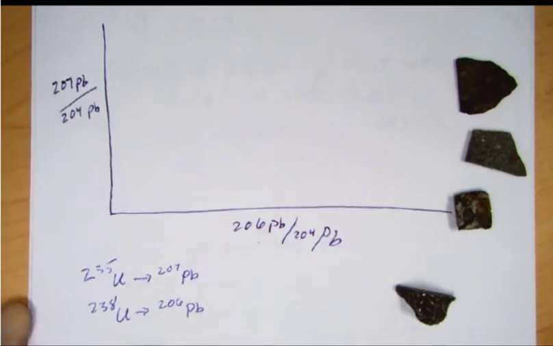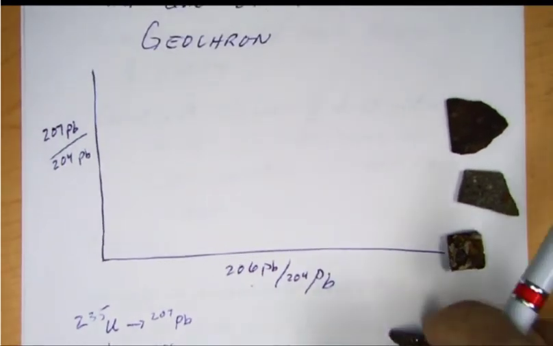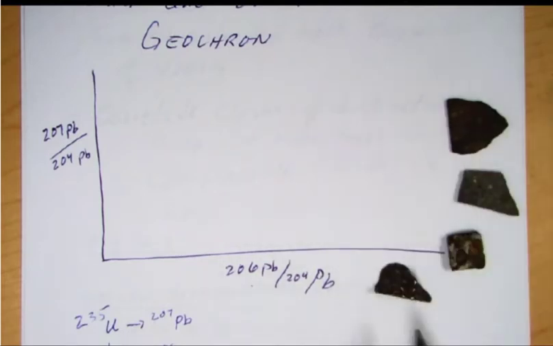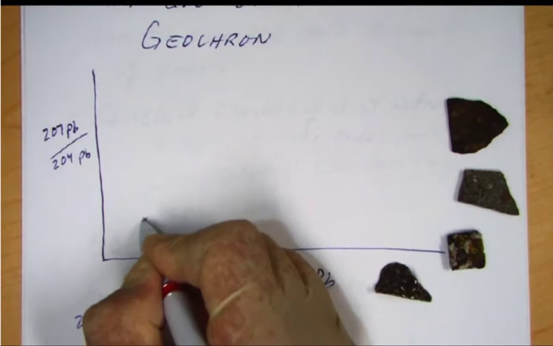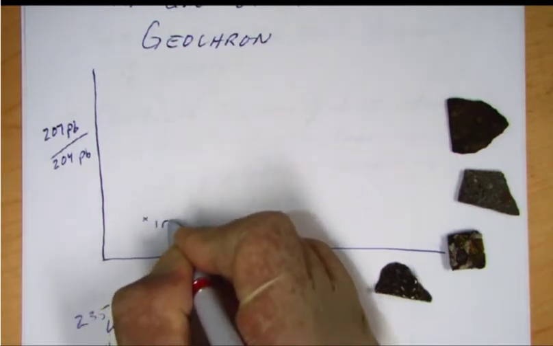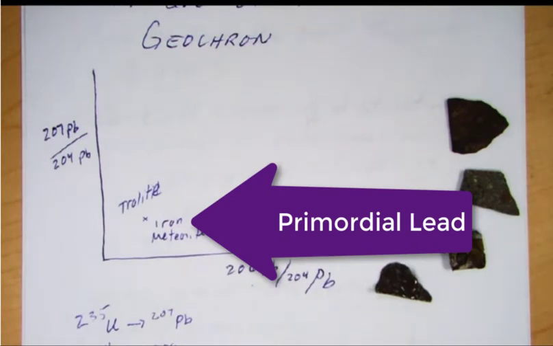And so the way we look at this is we want to figure out where these troilites plot, because remember, troilites have very little uranium. They're going to plot somewhere down in here, right? So these are going to be the iron meteorites, the troilites, going to plot down in there. And they pretty much all plot right at this value there.